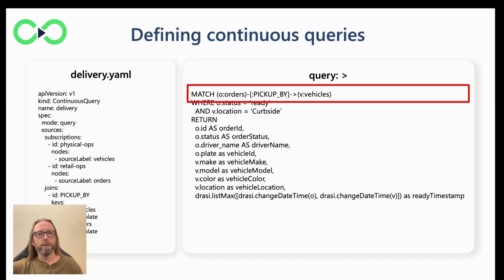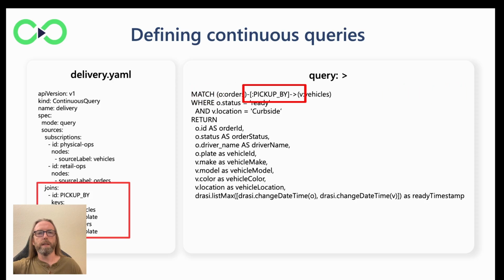So this initial match clause is telling Drasi that we want to look for this pattern of data in our source data. So we want to look for orders that have a pickup connection to these vehicles. And this pickup relationship that exists between orders and vehicles is the one that we defined in our joins section over on the left-hand side. So this is the dynamic relationship that we have created, based on the plate property in orders having the same value as the plate property in vehicles.